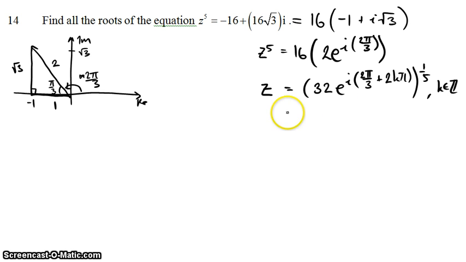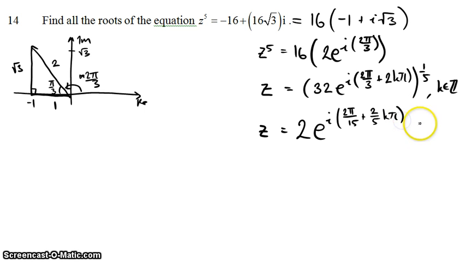So what does that give me? Well, that means that z is equal to the fifth root of 32, and 32 is 2 to the power of 5, so this is just 2, e to the i, and if you move the 1/5 inside this, I would get 2 pi upon 15 plus 2 upon 5 k pi, which is their answer.